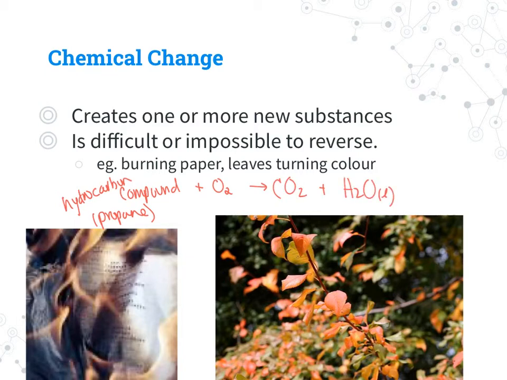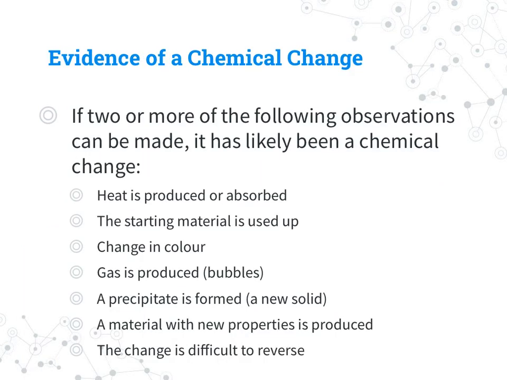Now you can see that these are not the same chemical composition. We have oxygen by itself, and now we've made a compound with oxygen. So again, we've taken our original chemical formula and we've altered it into new products, and it is pretty much impossible to return those to propane and oxygen again. Evidence of a chemical change.